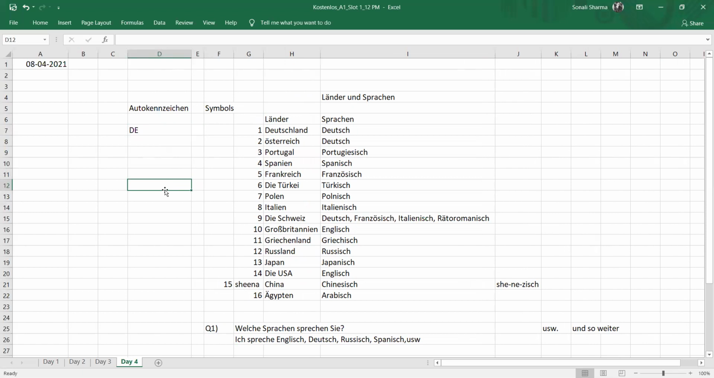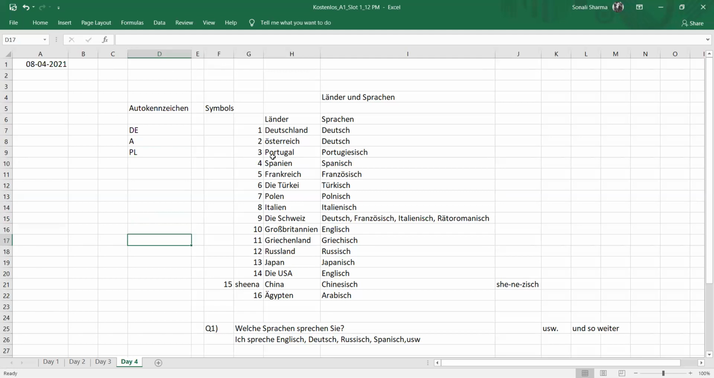So Autokennzeichen are symbols. For Deutschland, the symbol is D. Next is for Österreich. For Österreich, we have A. Next is for Portugal. For Portugal, we have the code as P. You can learn it like it starts from P.